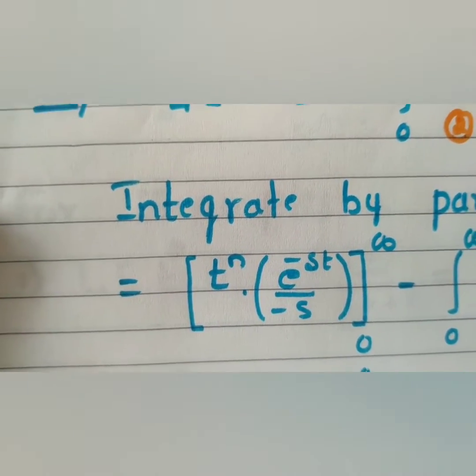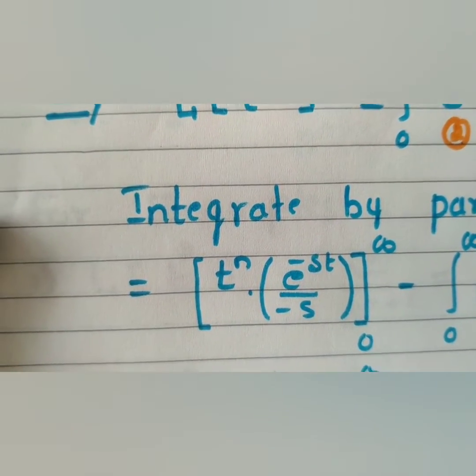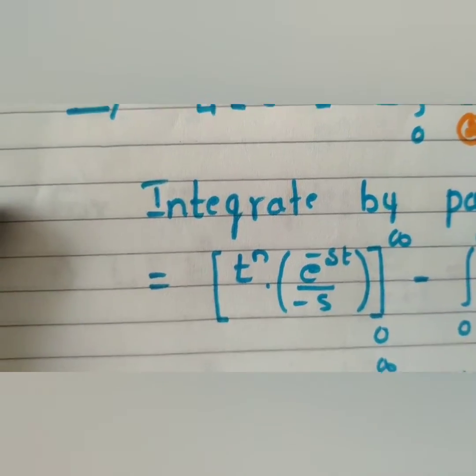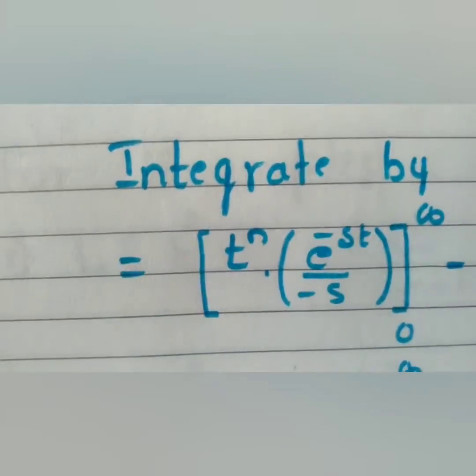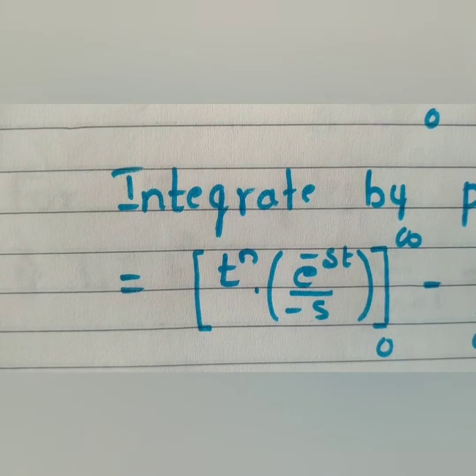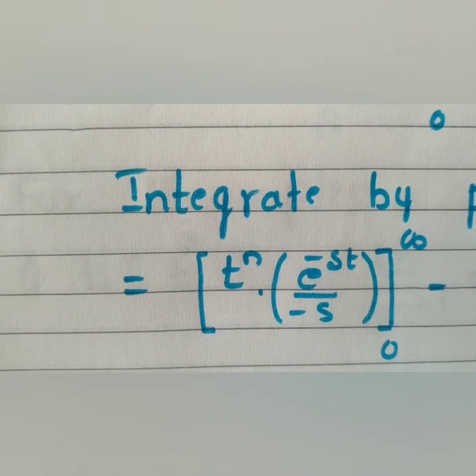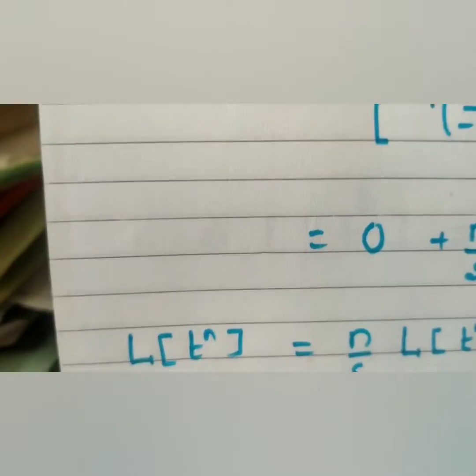Put t equal to 0 in t raised to n into e raised to minus st by minus s, that also becomes 0. Therefore, the bracket evaluation t raised to n into e raised to minus st by minus s with limits 0 to infinity is 0.